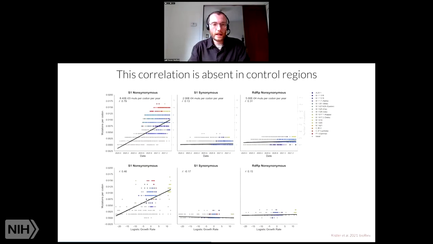We did a control analysis here to look at correlation in control regions, to check that the method is working as it should. If we look at S1 synonymous mutations, things that don't change the amino acid, we can see there are fewer of these accumulating through time. But even if we look at that accumulation, comparing things that have more S1 synonymous mutations to logistic growth rate, we don't see a correlation. And if we look at polymerase, RdRp, which should be under strong functional constraint, we also don't see a correlation. So this suggests that this is likely a true result.